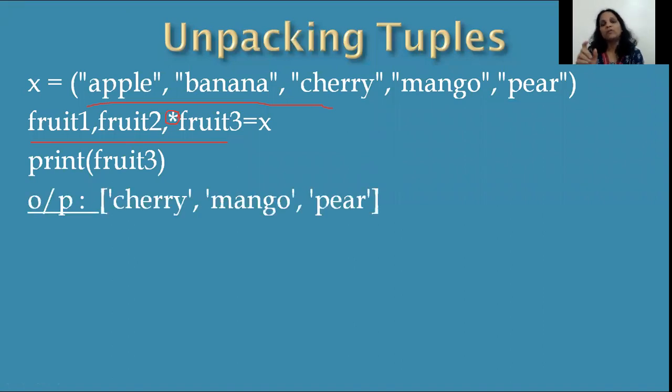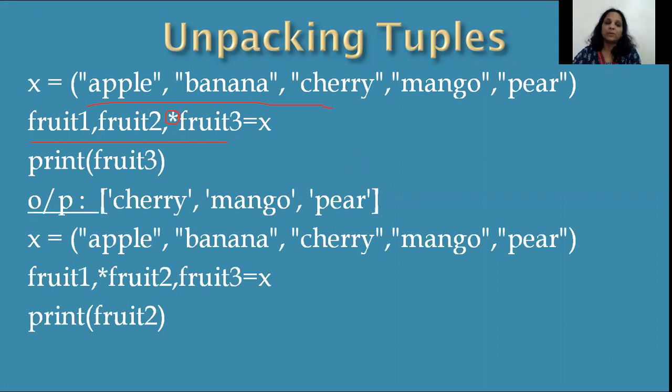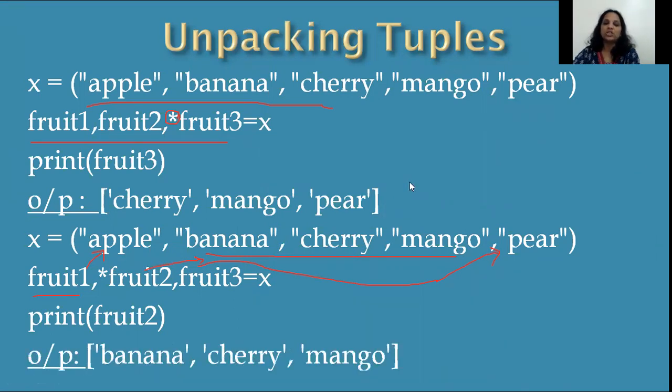Okay, but what if the asterisk sign was somewhere with the first variable or the second variable? I'll show you another example. So here you have the asterisk sign with the second variable. Then what happens? Fruit 1 takes the first one, fruit 3 takes the last one, and whatever is left in between is taken by fruit 2. Just to see, I've given a print command here. Yes, it will display banana, cherry, and mango as the elements of fruit 2.